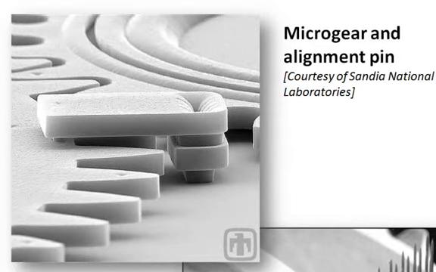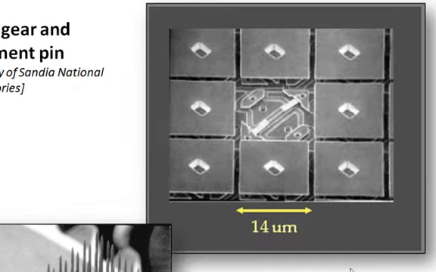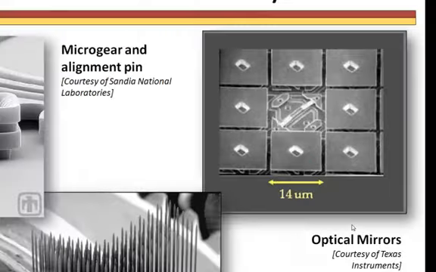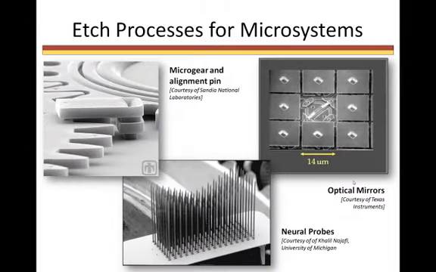This microgear and alignment pin use several different types of etch processes to create the shapes seen here, as well as to allow the gears to rotate freely above the substrate surface. These optical mirrors found in digital projection systems are etched so that the hinges underneath the mirrors tilt the mirrors in different directions at a rate of 30,000 cycles per second. All of these devices are only possible using etch processes. So let's take a look at some of these different etch processes.